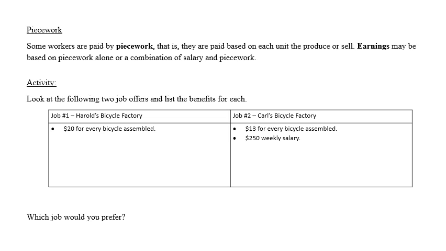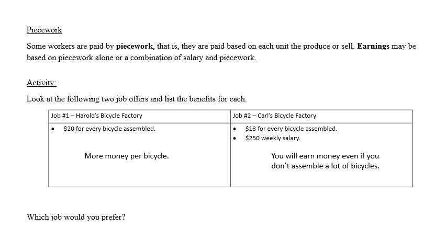So we're going to list the benefits of each. So certainly the benefits for the first one is that you get more money per bicycle. So you're getting $20 per bicycle as opposed to the $13 over at Carl's Bicycle Factory. So for the second job, a benefit might be that you will earn money even if you don't assemble a lot of bicycles. So that $250 weekly salary is beneficial. So which job would you prefer? So there's no right or wrong answer to which job you would prefer.